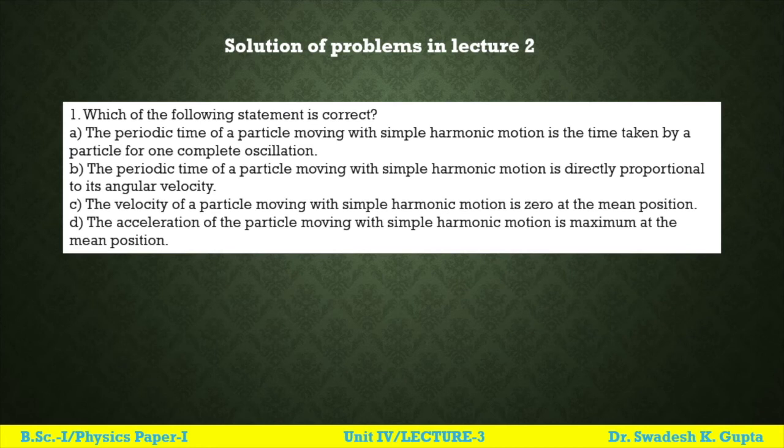Now coming to the solution of the problems given in lecture 2. For the first question, the correct answer is A, where the periodic time of a particle moving with simple harmonic motion is the time taken by the particle for one complete oscillation.